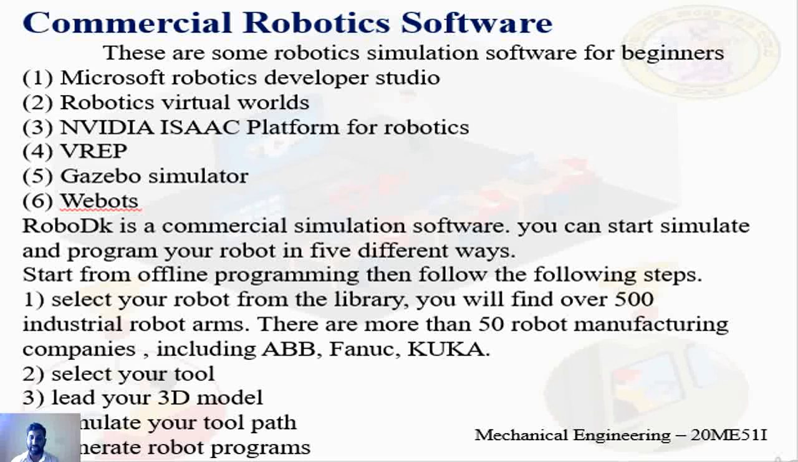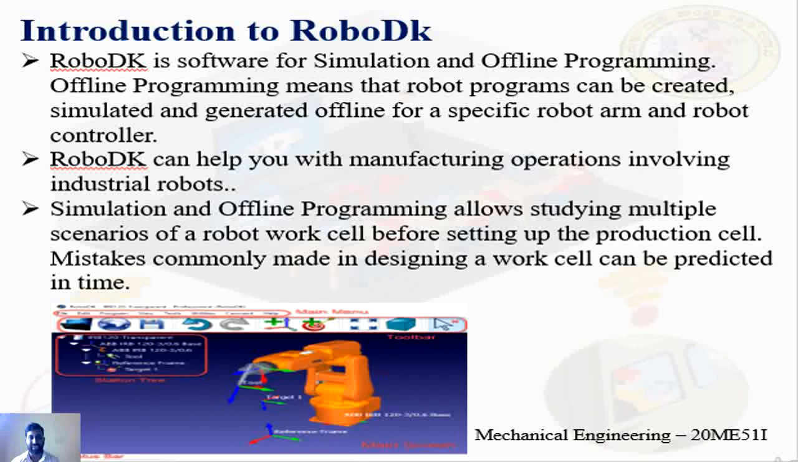Select your robot from a library. You will find over 500 industrial robot arms from more than 50 robot manufacturing companies, including ABB, Fanuc, Kuka. Select your tool, load your 3D model, simulate your tool path, generate robot programs. Introduction to RoboDK.